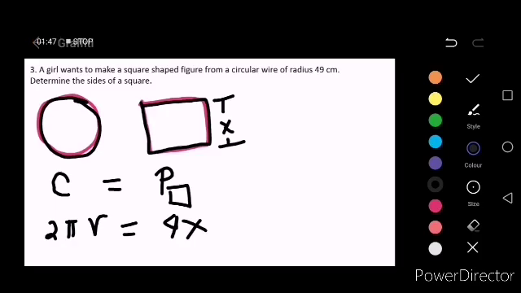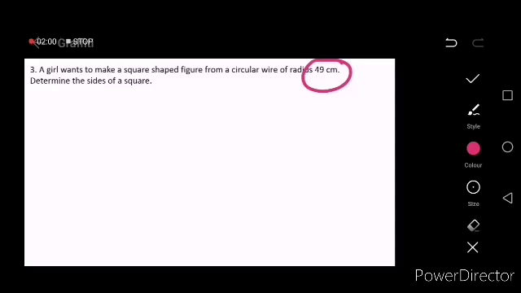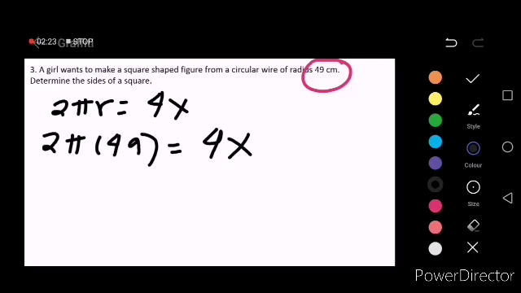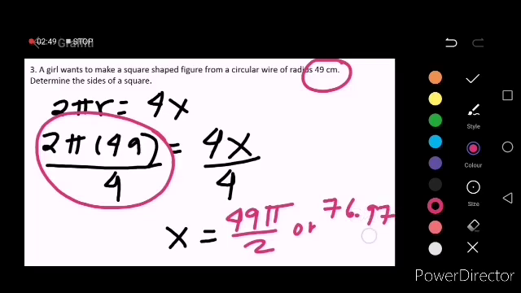The problem is, we are looking for x. Can we solve for x if we don't have r? No. But don't worry. R is given, which is equal to 49 centimeters. So, in short, all we need to do is use the idea that the circumference 2 pi r is just equal to 4x. Since the radius is 49, that is equal to 4x, all you need to do now is divide both sides by 4 to solve for the missing value of x. Using your calculator, simplify this one, and the answer is 49 pi over 2. Or, better yet, in decimal, it's 76.97 centimeters.